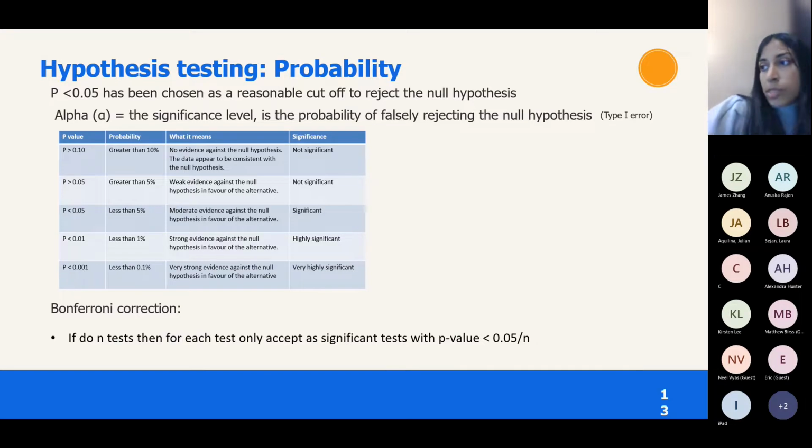investigating multiple outcomes. Okay, so if you do n tests, then for each test, only accept as significant tests with a p-value of less than 0.05 over n. So if you had 2 outcomes, that would be 0.025 instead.